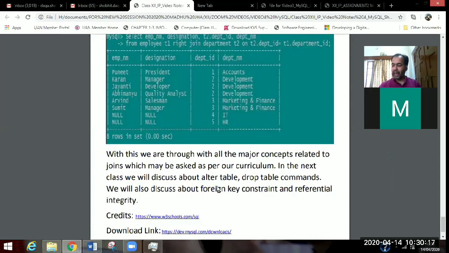This is all that we have as per our syllabus. But what was followed in last year's syllabus was that there were certain additional things such as the alter table command, drop table command, foreign key constraint and referential integrity, which is also a part of foreign key constraint. So we will be discussing this in our next lecture on Thursday, I suppose. No, Friday, I suppose. Friday it will be. So we will be discussing this over there.